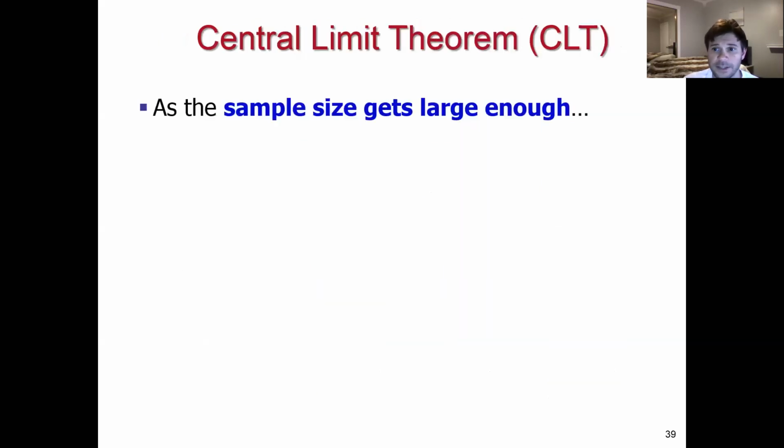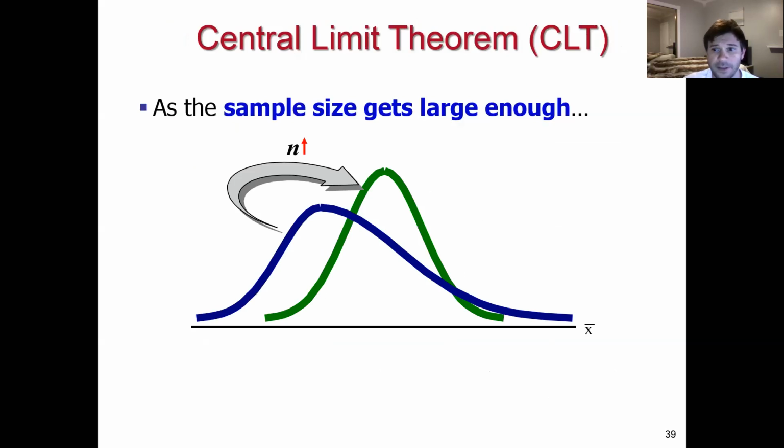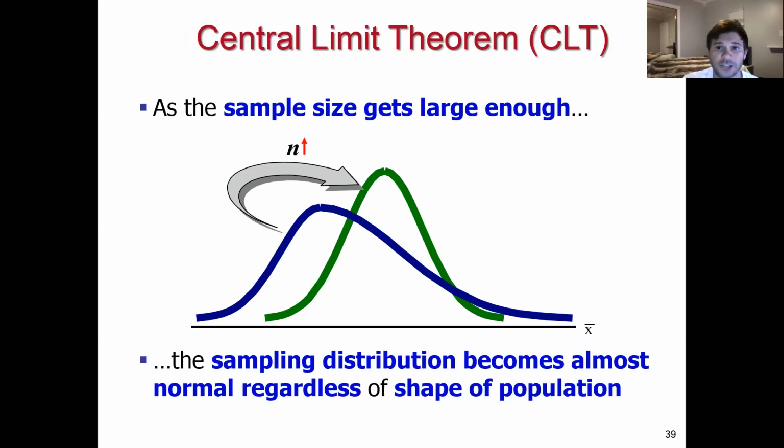Okay, so that's the idea here. As N gets big enough, that sampling distribution becomes almost normal regardless of the shape of the underlying population. This is a super important result in statistics. It tells us that we don't have to worry about all these other different types of distributions with respect to the sampling mean. We can just generally deal with the normal distribution, provided we have enough observations. Now, what happens if we don't have enough observations? We will get to that in the next segment on interval estimation.